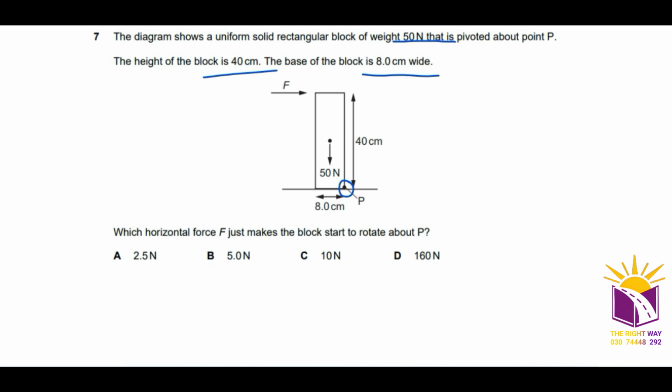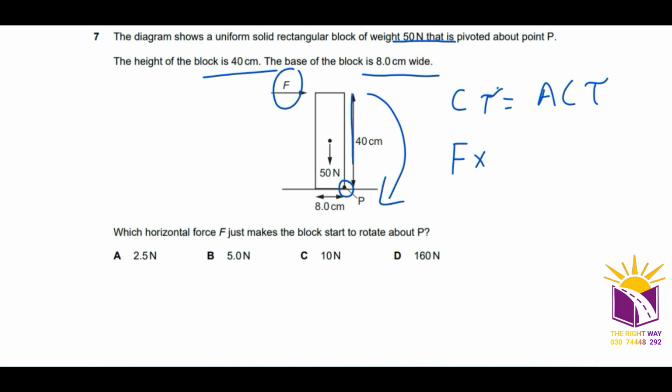Okay. For the moment, we know that clockwise moment or clockwise torque is equal to anti-clockwise moment or anti-clockwise torque. As this is the pivot point, our force F will move the body in this direction. So it is clockwise movement. So F multiplied by the perpendicular distance between the force and the pivot. The perpendicular distance between the force and the pivot is 40 centimeter.